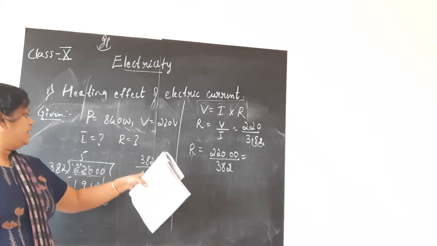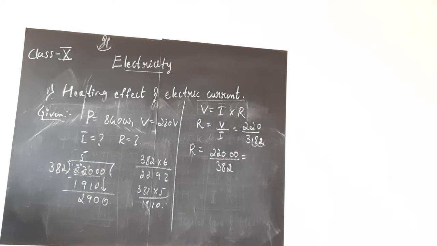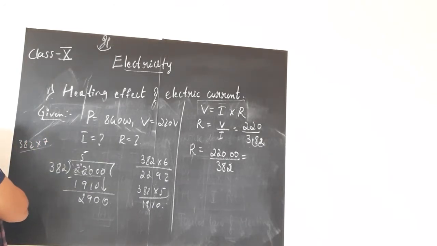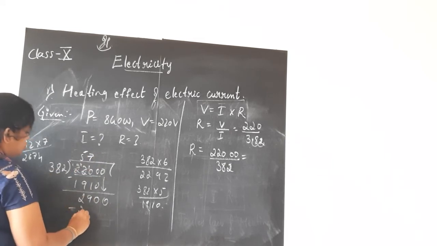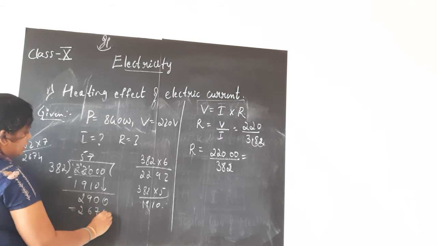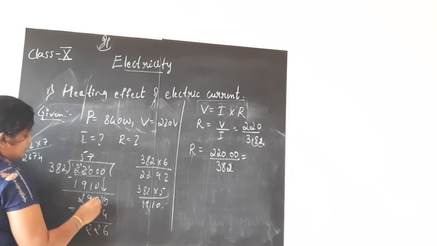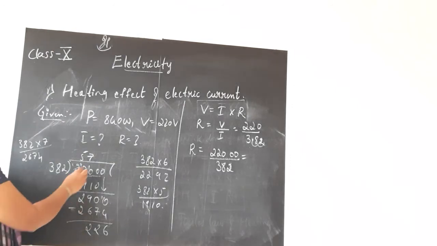So we know 382 into 6 is 2292, which is still less than 2900. So let us check for 382 into 7. When I did, I got 2674. So 382 into 7 is 2674. When you subtract, 10 minus 4 is 6, 9 minus 7 is 2, 8 minus 6 is 2, 2 minus 2 is 0. 226 we got. 382, 226 cannot be divided.